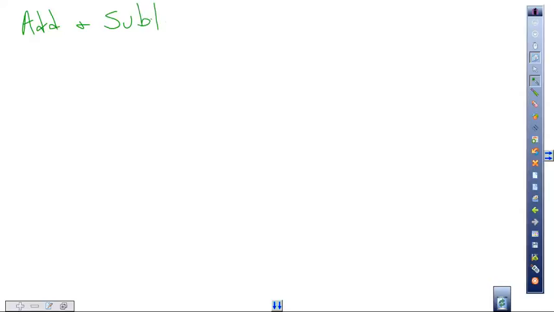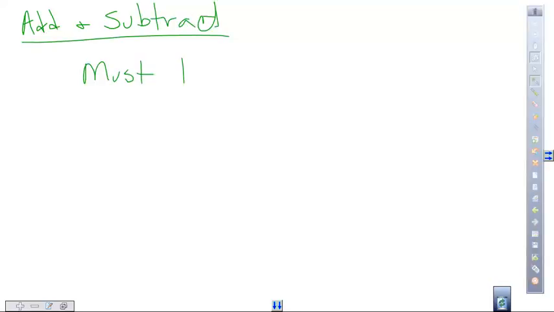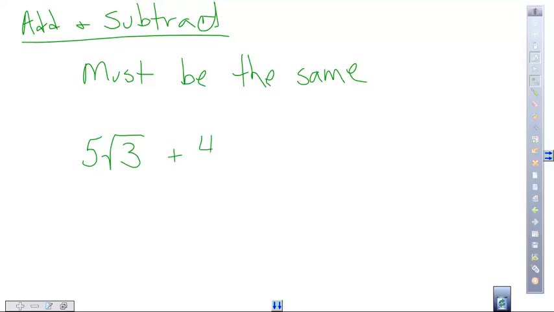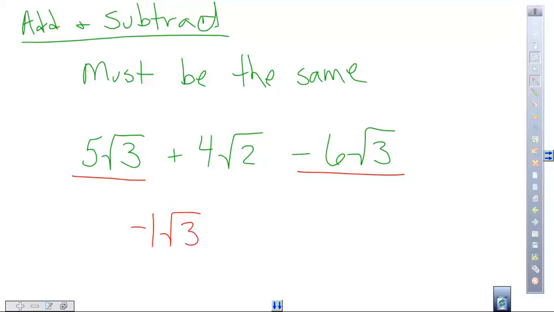Now, binomials, adding and subtracting. Big ideas to remember about adding and subtracting. You can only add and subtract radicals that are exactly the same. Must be the same. Not just their index. Everything has to be the same. I can only add a square root of 3 to another square root of 3. So if I have 5 square roots of 3 plus 4 square roots of 2 minus 6 square roots of 3, the only ones I can actually put together are the two like ones. 5 square roots of 3 minus 6 square roots of 3. That'll give me -1 square roots of 3 and then the 4 square roots of 2 is just going to stay 4 square roots of 2.